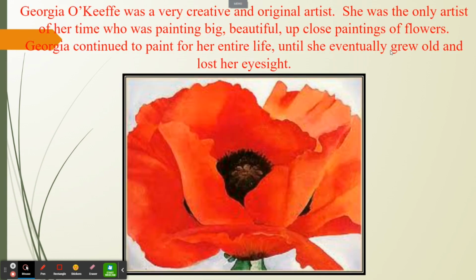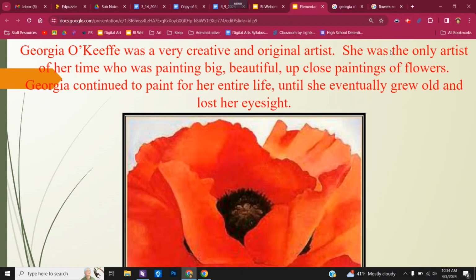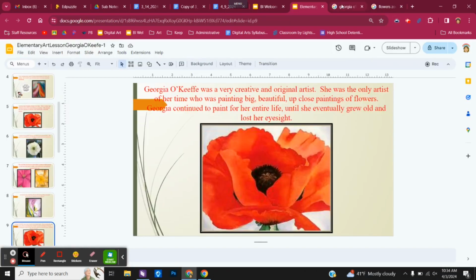Georgia O'Keeffe was a very creative and original artist. She was the only artist of her time who painted big, beautiful, and up close paintings of flowers. She continued to paint for her entire life until she eventually grew old and lost her eyesight. So she lived to be 98 years old, and she lived a very long and happy life, but she kept painting until she couldn't do it anymore.